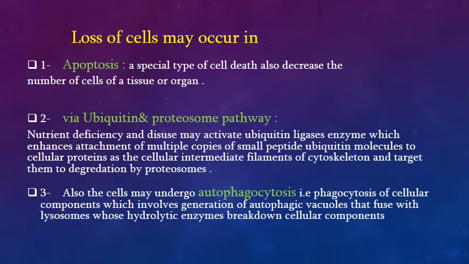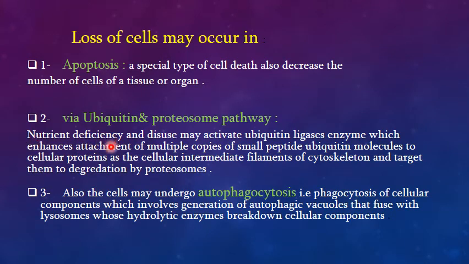Loss of the cell may occur in apoptosis. What is apoptosis? We are coming in the next lectures to the full discussion of apoptosis. It is a special type of cell death. It also decreases the number of cells of the tissue and organ by this type of death, via the ubiquitin and proteasome pathway.